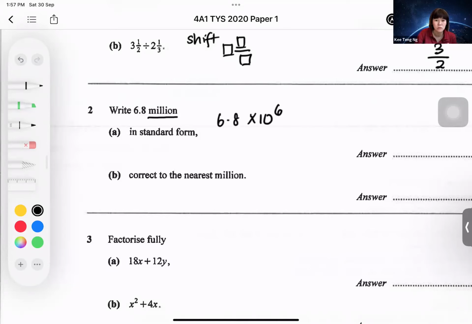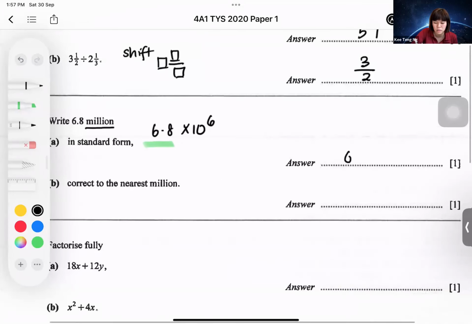of 6. Right? And if it's in standard form, this number must be smaller than 10, bigger than 1. And 6.8 is already smaller than 10, bigger than 1. So we're not going to change anything. So we'll just leave it as the answer. 6.8 times 10 to the power of 6 in standard form.